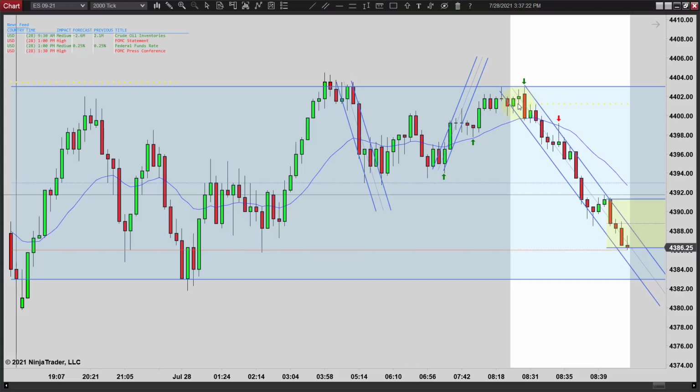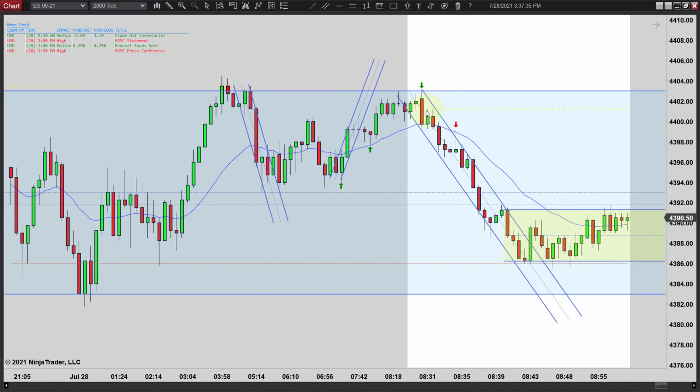I like going short one tick below that bar as long as you got enough room back to the EMA, or you can get in with enough room to get back to the EMA and scalp out. Again, it's not a perfect setup, but there's enough reasons to go short there if you wanted to.